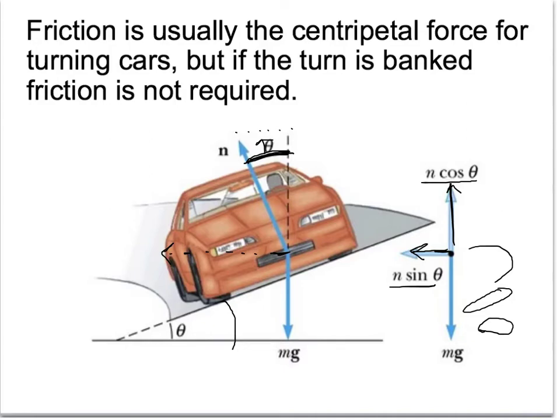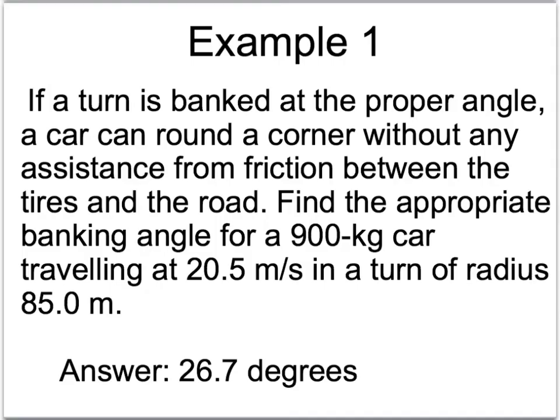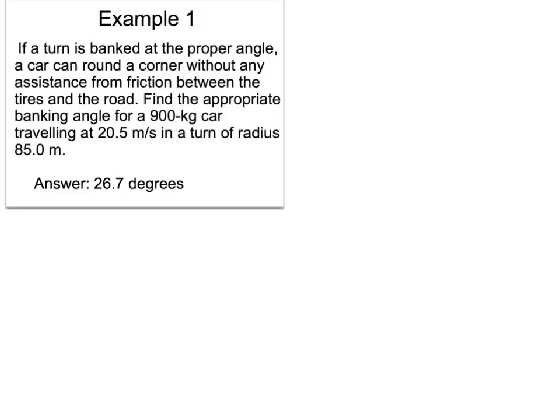Now let's look at some applications of this. First question: if a turn is banked at the proper angle, a car can round a corner without any assistance from friction between the tires and the road. So this is like what we had to do with roads in Illinois. Find the appropriate banking angle for a 900 kilogram car traveling at 20.5 meters per second in a turn of radius 80.5 meters. So if a car is going around a circle, there's going to be some forces on it.